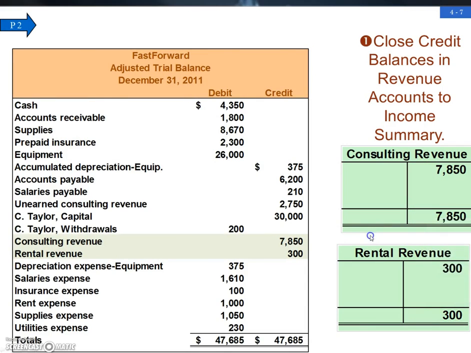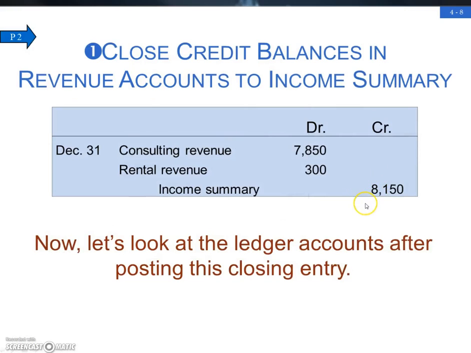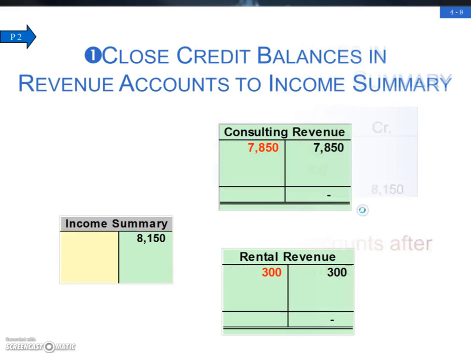The other part, the new part of this transaction that you're seeing for the first time is, of course, that new account called income summary. So we're going to credit the income summary account. And let's take a look at what the general ledger accounts will look like afterwards.